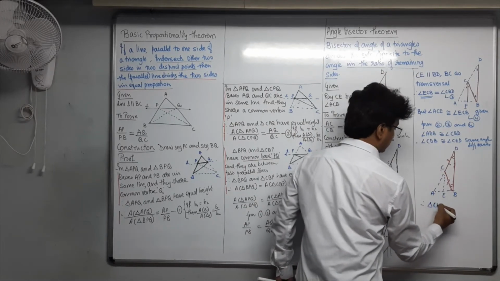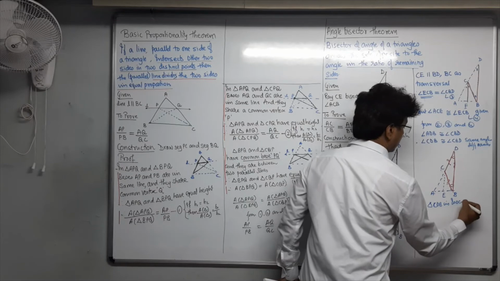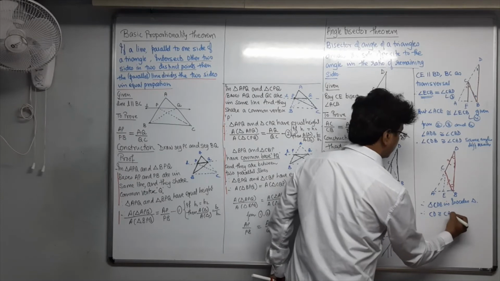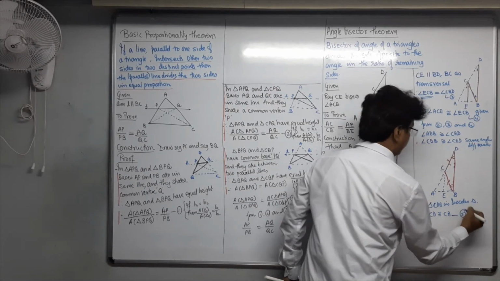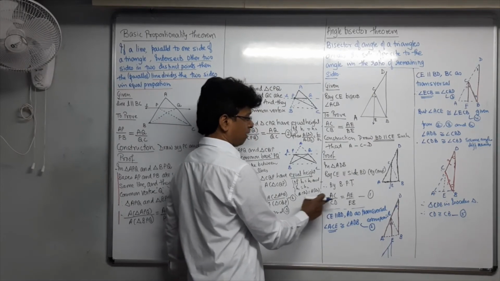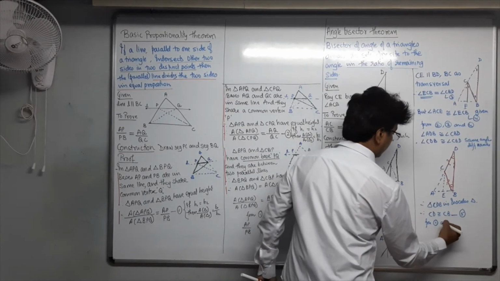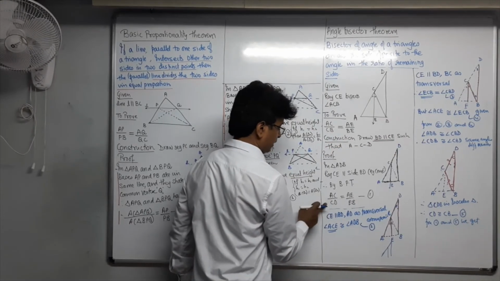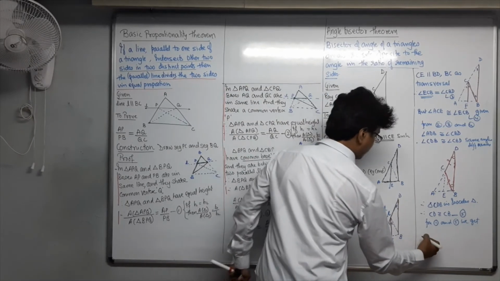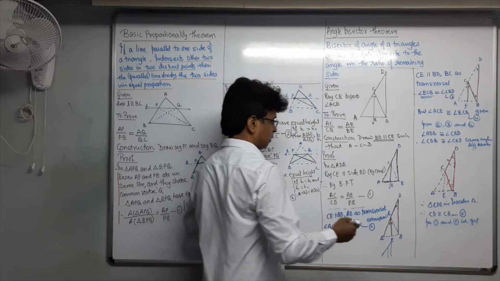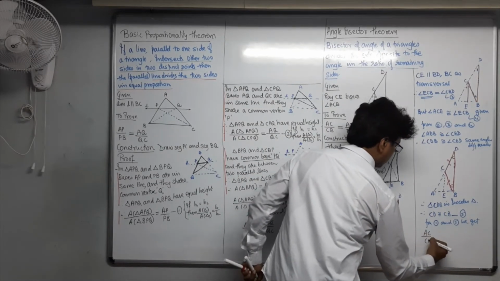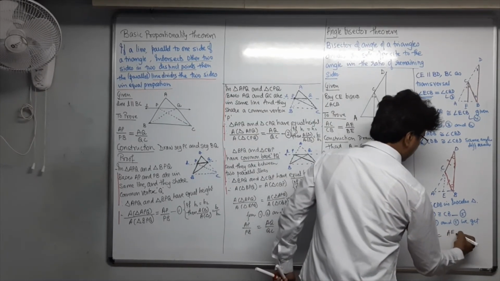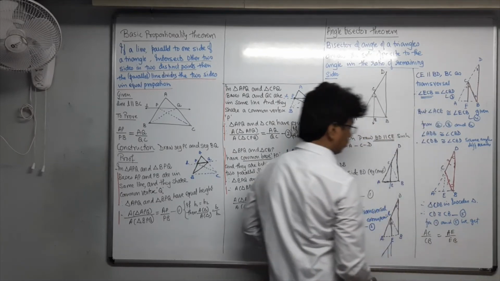Therefore triangle CDB is isosceles triangle. Therefore, CD is congruent to CB. Fine. This becomes your 5. Now you came over here. 1 and 5. From 1 and 5 what do we get? AC upon CD. Instead of CD I'll write CB. AC upon CB is equal to AE upon EB. This is proved.